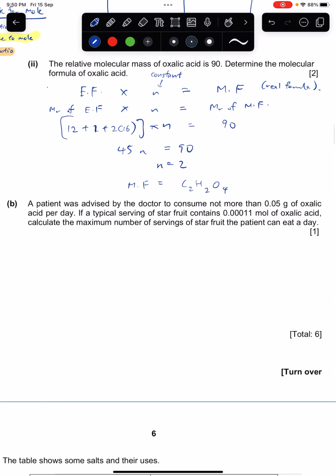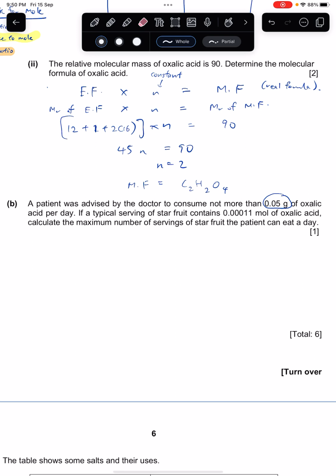Next, we're not done yet. It says something about how we cannot eat too much. Whatever number they give you, there's a reason. You are usually expected to use all the numbers given. They don't give them for fun. So, one day I can only consume 0.05 gram. Then they say apparently one serving of star fruit has this.